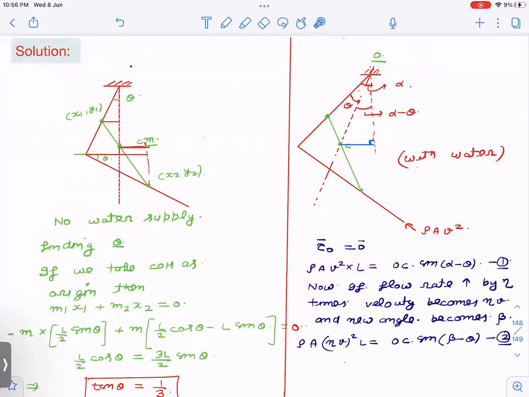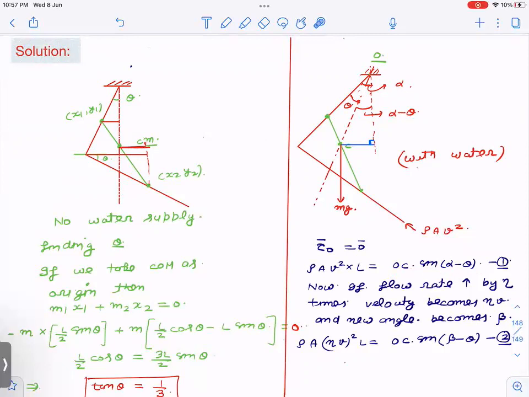Is that understood? Now after that, this is this line and this is C, this is the OC length. About this axis, when we are finding torque, gravity is still acting here. So this is the mg force, and the perpendicular distance we are looking for, if this distance is OC, will be OC sine alpha minus theta. So this is OC sine alpha minus theta. That is equation number 1, right?